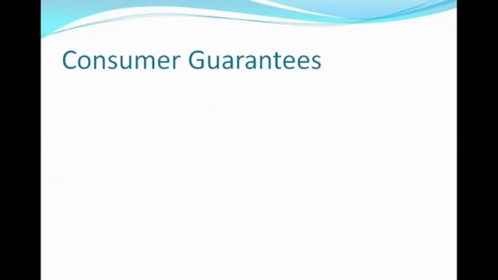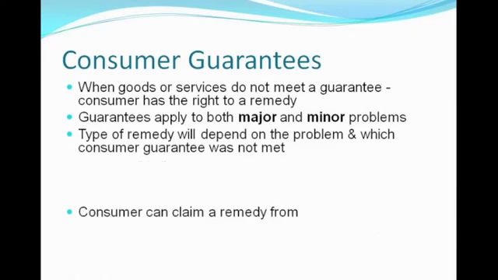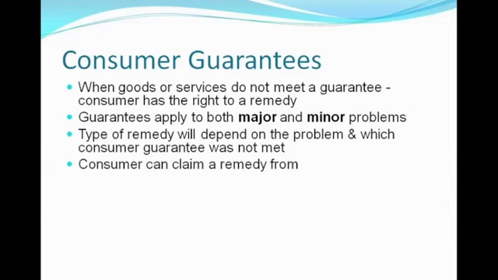That's right. And we're going to talk about what happens when goods or services do not meet a guarantee. Yeah, when it falls short. And this is where the law kicks in. If goods or services supplied by a supplier do not meet one of these 12 guarantees, then the consumer has a right to a remedy.